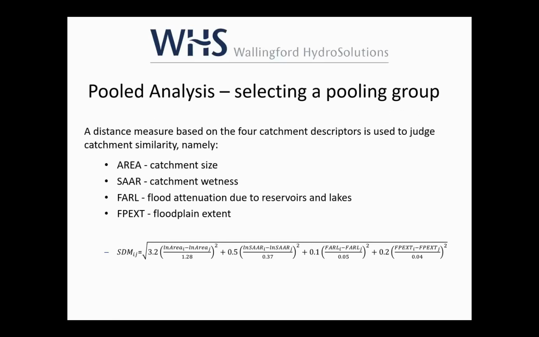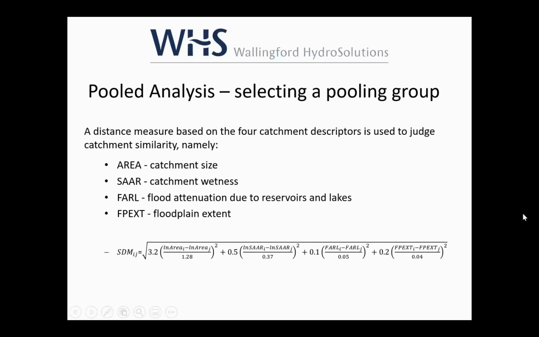Well, it's measured based on this equation shown here, and that is defined by 4 catchment descriptors which are used to judge catchment similarity. So these are area, obviously the catchment size, the SAAR, which is the standard average annual rainfall, and the FARL value, which is flood attenuation due to reservoirs and lakes. And then the final one is the FPEXT, which stands for floodplain extent and is defined by the proportion of the catchment made up by the 100-year flood outline.